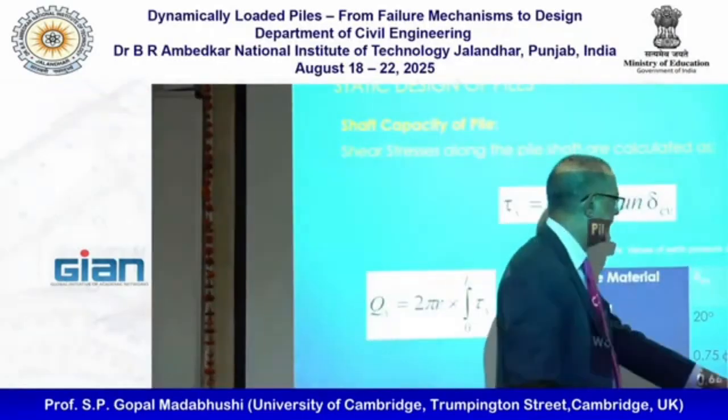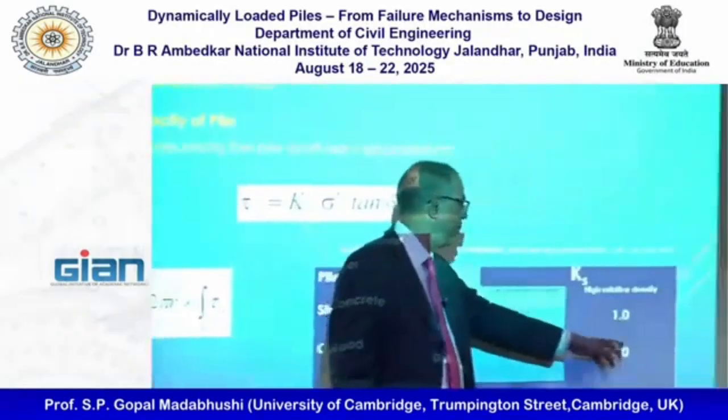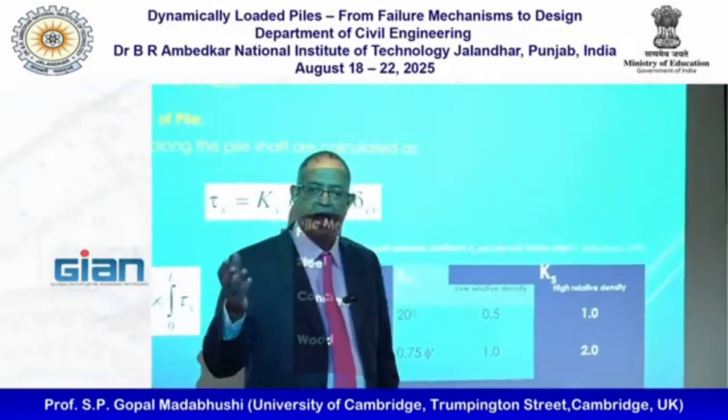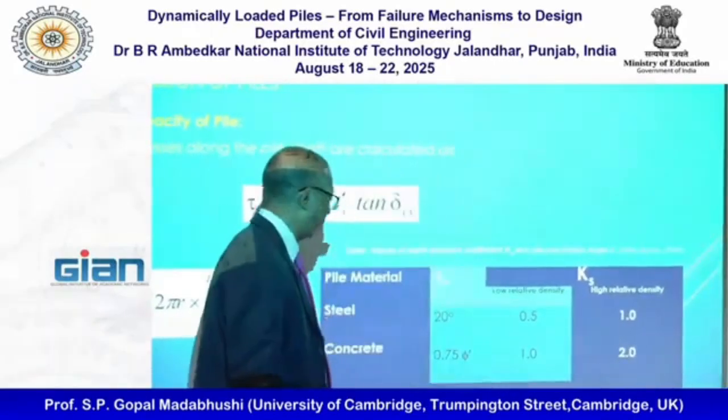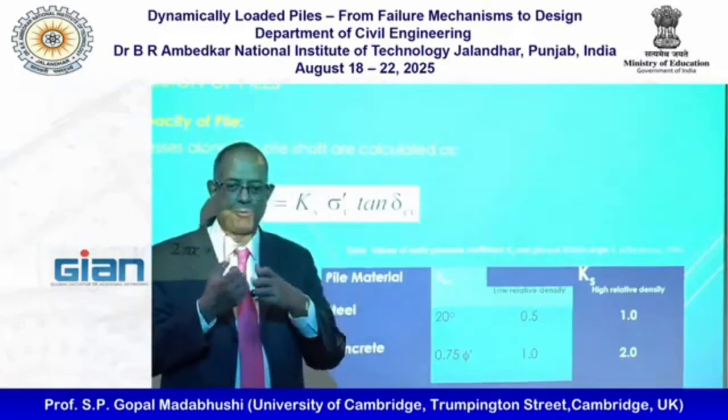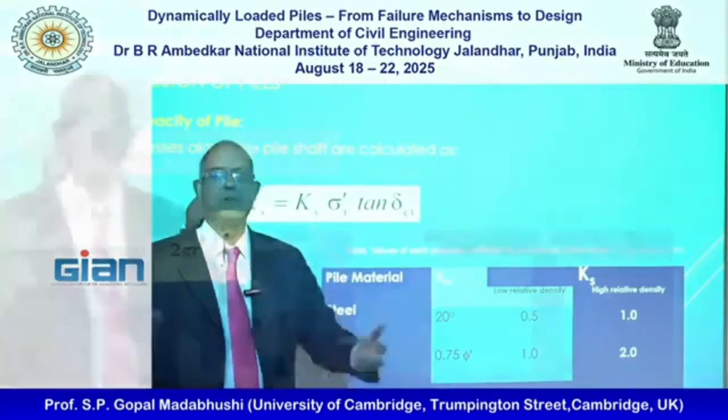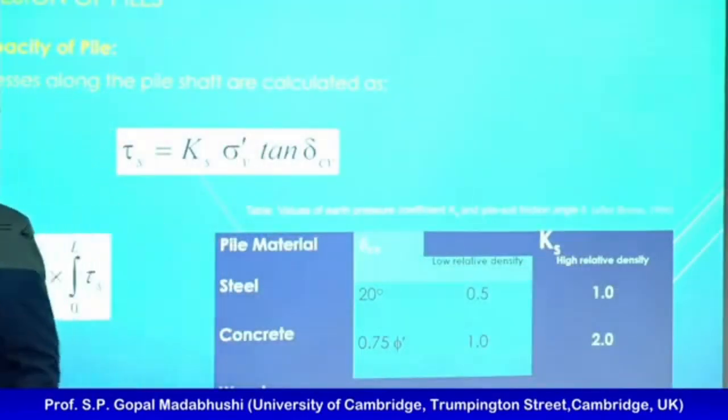So here what we are saying is normally Kp is about 3 and it's not quite 3 here. And in this case where the wood can actually absorb water and swell, you can get even bigger horizontal stress.